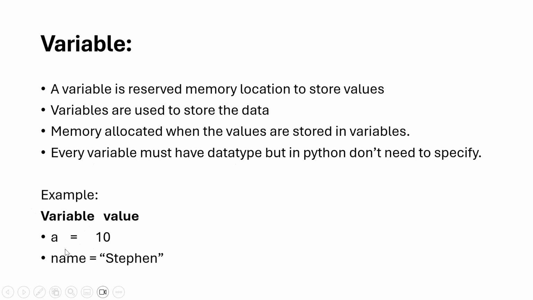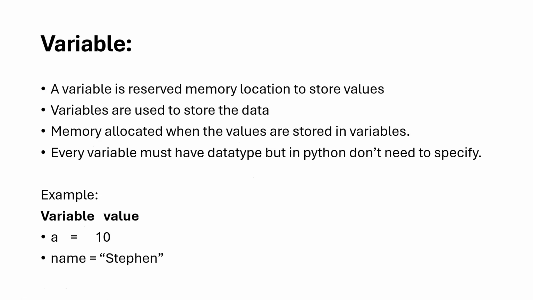For example, a is equal to 10. Here a is a variable and the number 10 is a value. Same for this, name is a variable and Stephen is a value. Variables are used to store the data. This is a variable where we are storing the number 10, and this is also a variable where we are storing a name. Memory is allocated when the values are stored in variables. So once you store the value in the variable, it will allocate the memory. So this is a variable.